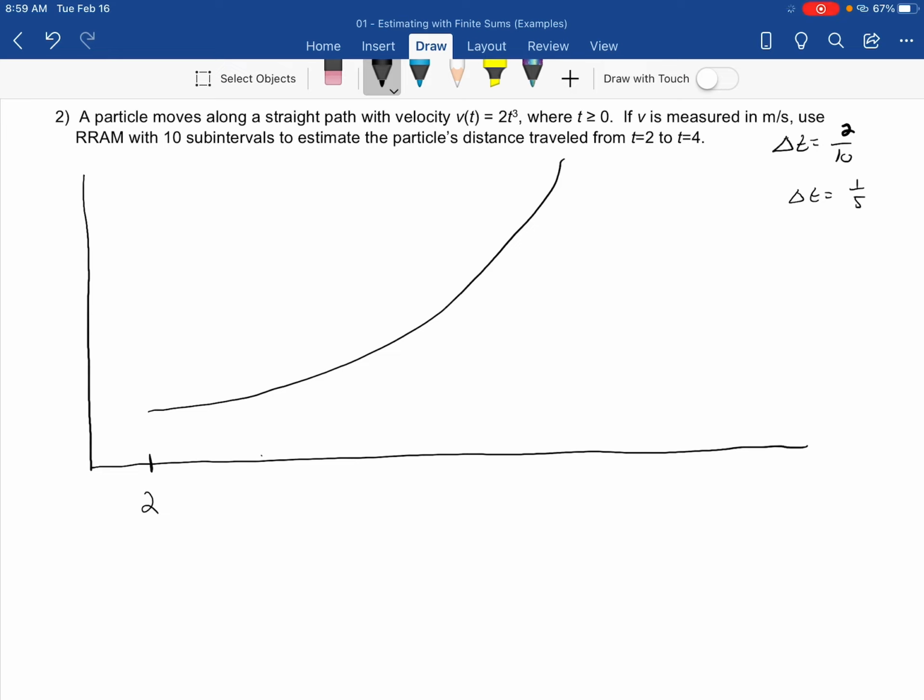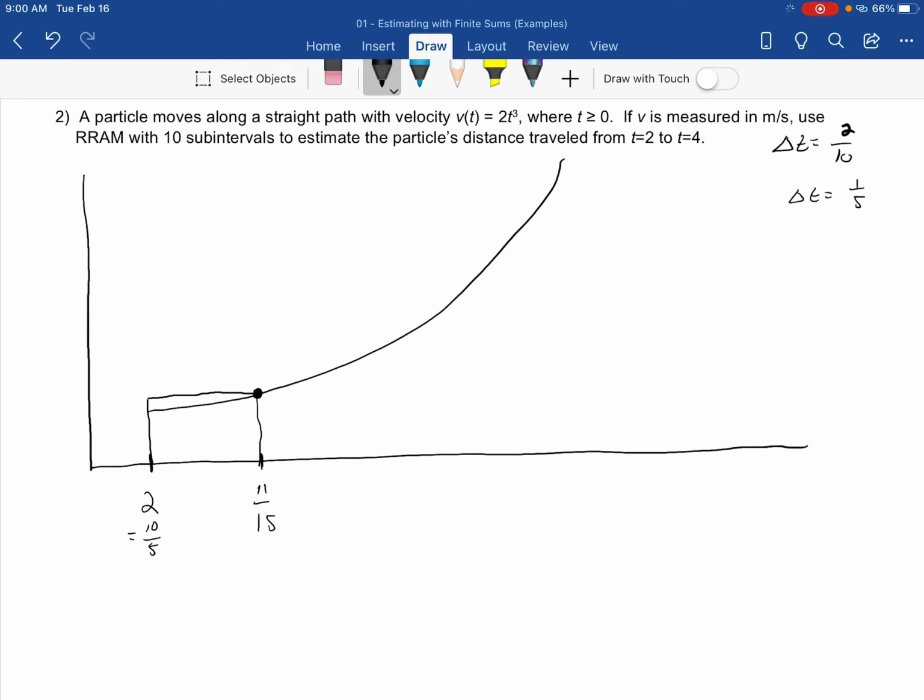So that means my next point on this axis down here will be 2 1/5. Well, I'm going to switch over to fifths for both of these. So this 2 here is 10/5, and now I got to go 1/5 more over. So this is 11/5 to get my first rectangle. And they want RAM, so they want the rectangle hooked up on the right side of the rectangle. So there's my first rectangle right there, and it's evaluated at the 11/5. Notice that with this increasing function, we're going to get an overestimate right off the bat here.